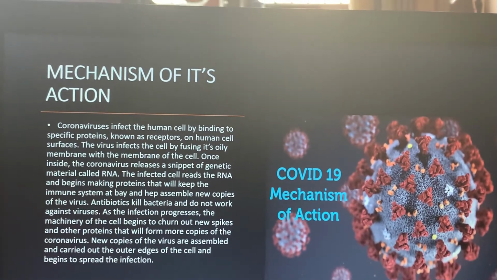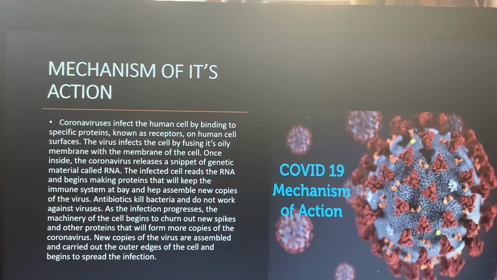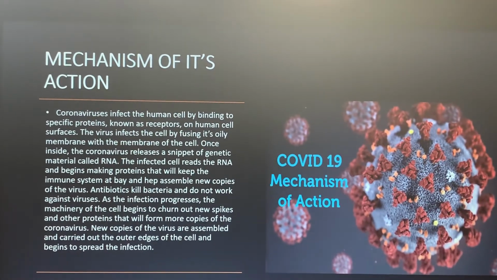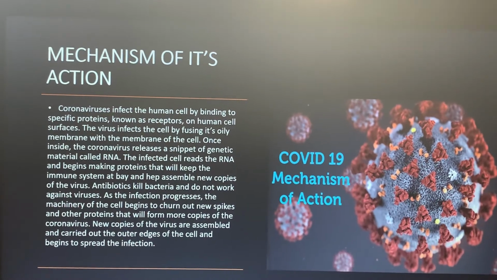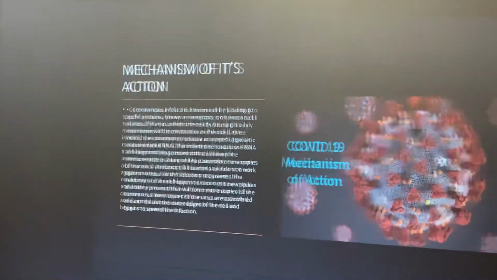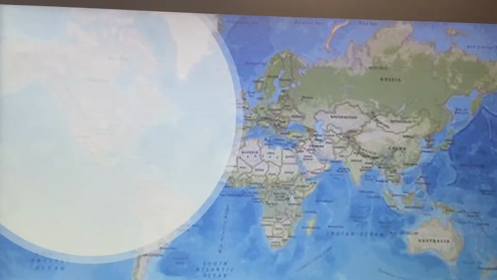Antibiotics kill bacteria and do not work against viruses. As the infection progresses, the machinery of the cell begins to churn out new spikes and other proteins that will form more copies of the coronavirus. New copies.